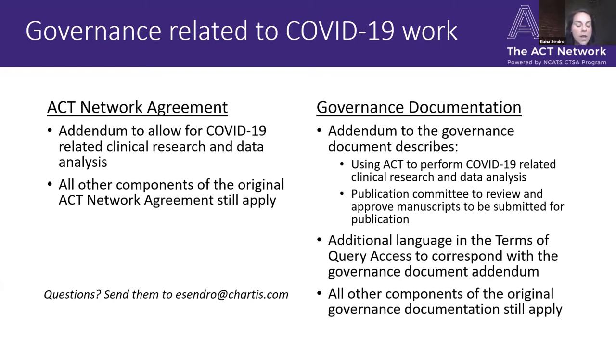so that we can assure we're addressing and thinking through everything properly before we go ahead and roll this work out to our production network. And when I say this work, I mean the governance documentation. So the main point that I want to call your attention to for both the network agreement and the governance document is that what's currently represented there is not changing. So the ACT network will still function the same as it always has. The expectations are the same.